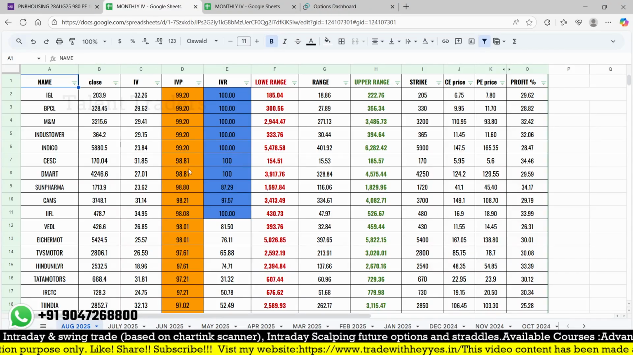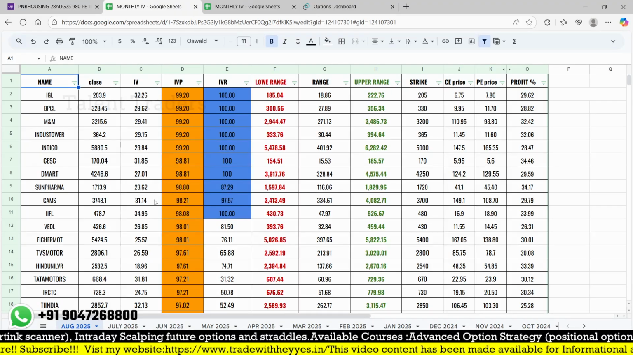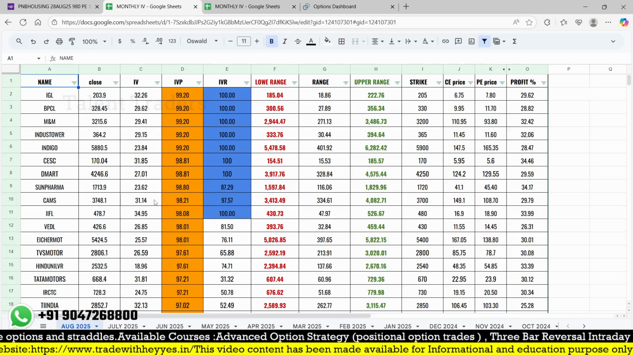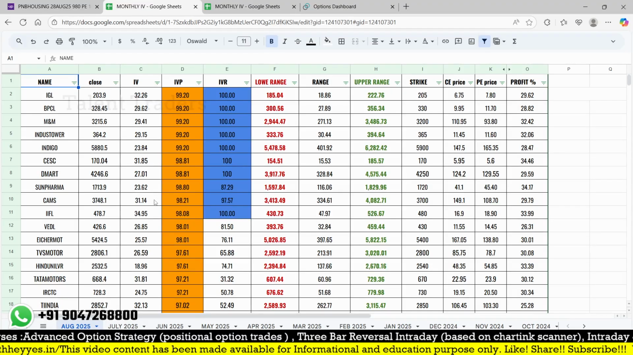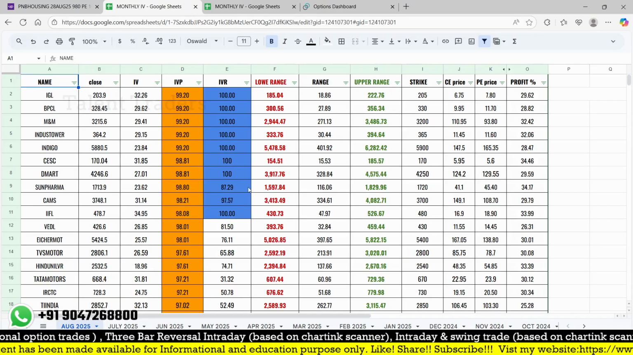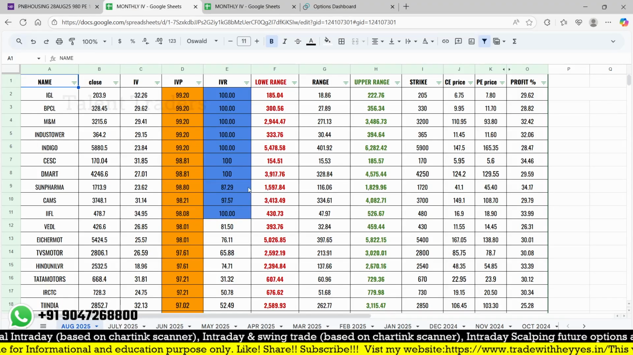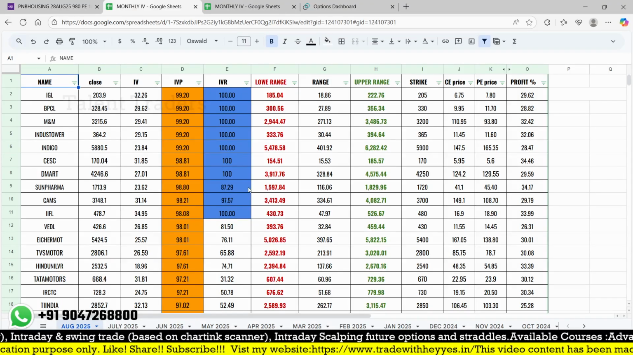For such non-directional strategies, you should focus only on quality, good liquid stocks. If a stock is going to announce its result, after the result you can plan hedging strategies, because if the IV is high, the premium is always higher. If the stock doesn't move, you will be losing a huge premium. So you need to focus on this.